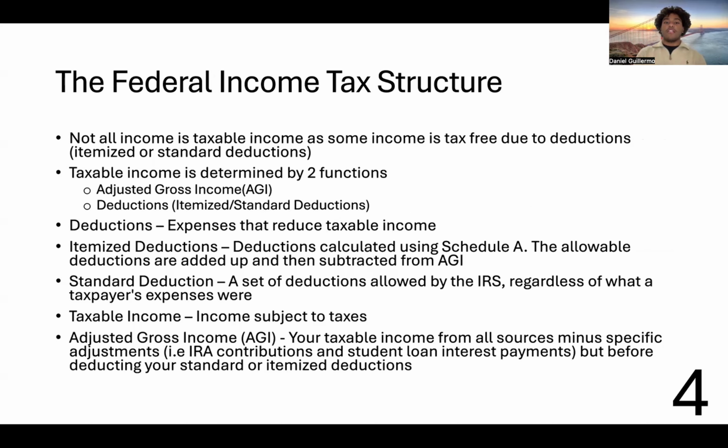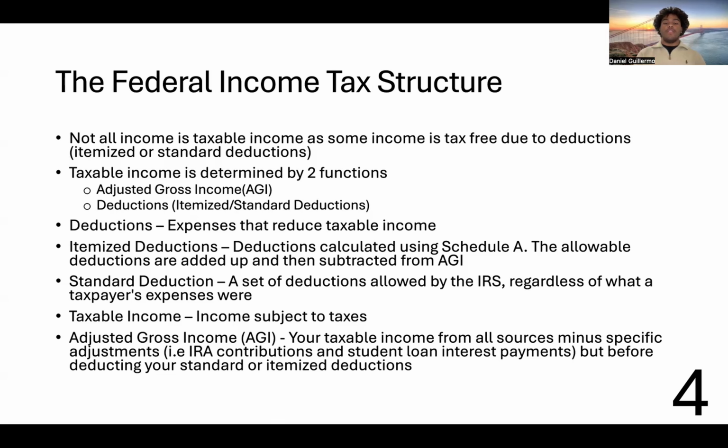Now, not all income is taxable income, as some income is tax-free due to deductions. Taxable income is determined by two functions, AGI and deductions. Deductions are any expenses that reduce taxable income. Itemized deductions are deductions calculated using Schedule A, which is part of Form 1040 by the IRS. Standard deduction is a set of deductions allowed by the IRS, regardless of what the taxpayer's expenses were.